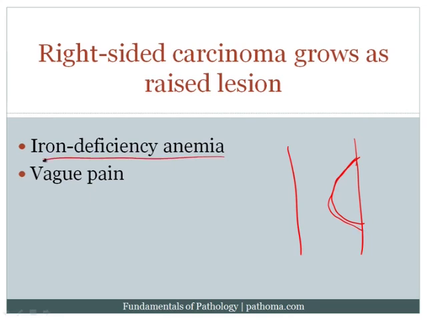The right-sided colon has a much larger luminal caliber than the left side, and so you don't really get obstructive symptoms. You get bleeding. In particular, you can see small amounts of bleeding, which would slowly over time result in an iron deficiency anemia. And you would also get vague pain. Now again, right-sided carcinoma is more classically associated with the microsatellite instability pathway. Again, important to note, left-sided usually associated with adenoma-carcinoma sequence, and right-sided usually associated with the microsatellite instability pathway.